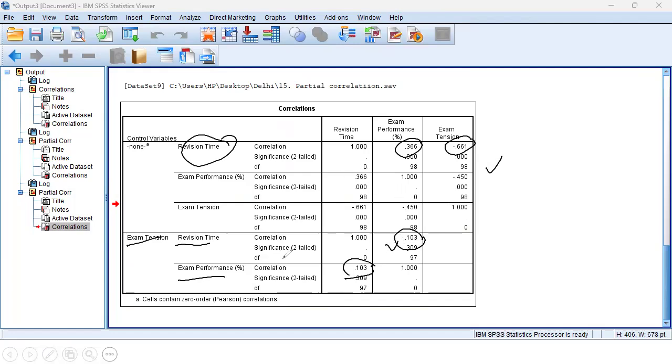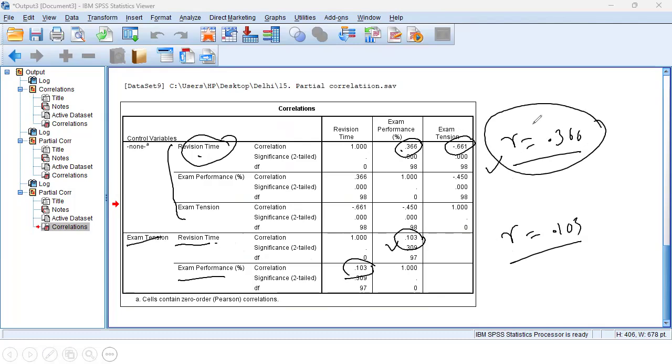But when you do not add the exam tension and you are taking only three variables, then the relationship is different. So you can see revision time and exam performance are equal to 0.103. So this is partial correlation. And then revision time and exam performance are equal to 0.366. When you are adding all variables, then the R value is different. When you control the variable exam tension, then the R value will decrease. So this is your partial correlation.